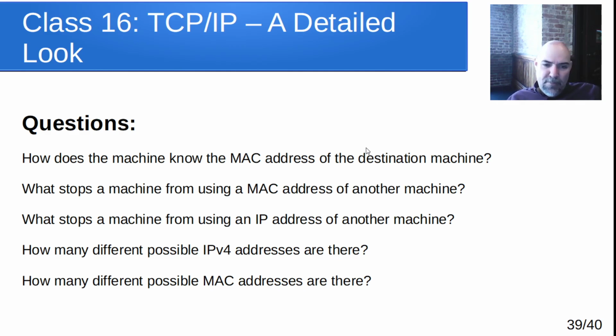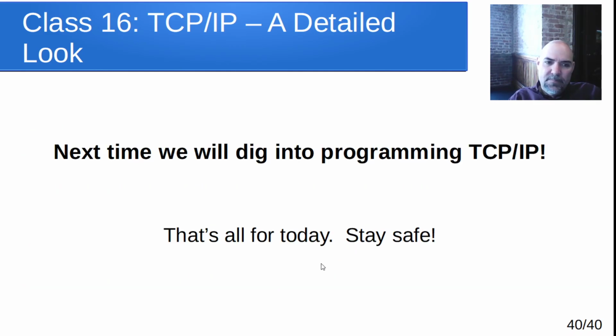How many different possible MAC addresses are there? Well, it's a 48-bit number, so 2 to the 48th. So a whole lot more of these than there are of those. How many IPv6 addresses are there? Well, there are much more than there are IPv4, and we'll talk about that later on.